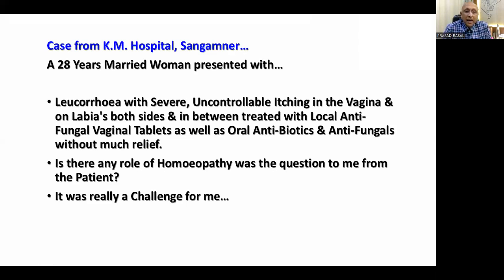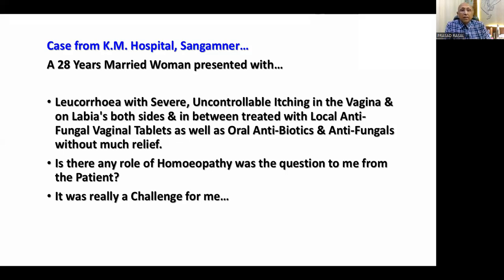A 28-year-old married woman presented with leukorrhea with severe uncontrollable itching in the vagina and on the labia on both sides. She had been treated with local antifungal vaginal tablets as well as oral antibiotics and antifungals without much relief. This was the basic case, nothing special. She had been suffering a lot for the last 3-4 months and was very disturbed, because it was a very marked pruritus vulvae.